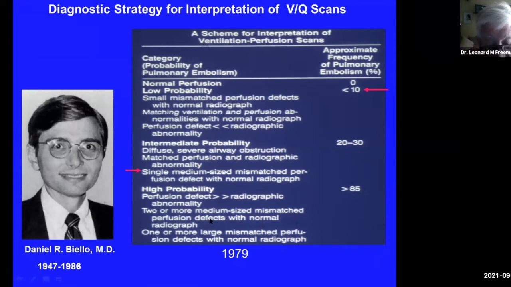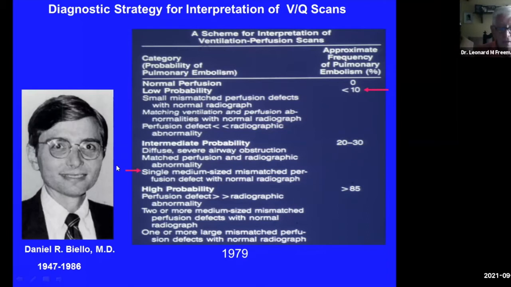What he determined was that to have a high probability scan, you have to have 2 or more mismatches between the ventilation and perfusion. He called a single mismatch intermediate, and everything less than that was basically going to be a low probability. Low probability he determined as being less than 10% likelihood of the patient having pulmonary emboli. And that's an interesting number to remember, because that's going to change over the years, as I'll show you. So I'm going to pinpoint the single medium mismatch and show you how some things change. Because this was a retrospective study.